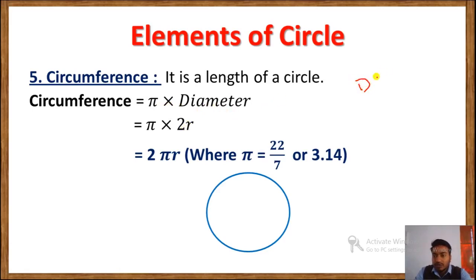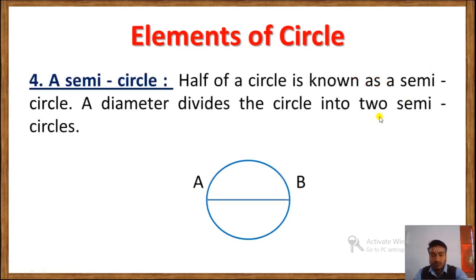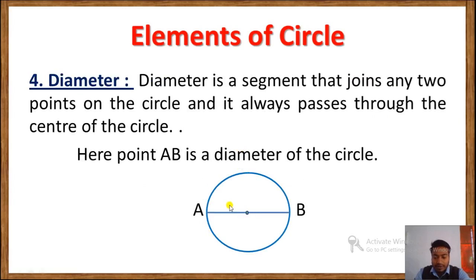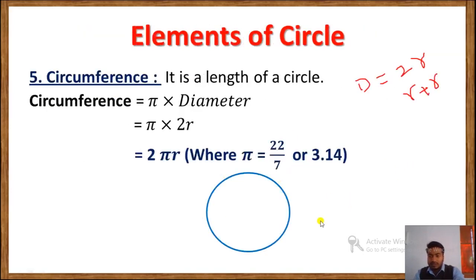Diameter we can write as 2r. That means radius plus radius. Let me show you. Here we have the diameter, and this part is radius and this part is radius. So radius plus radius is equal to diameter. We can write diameter equal to 2r, or r plus r.